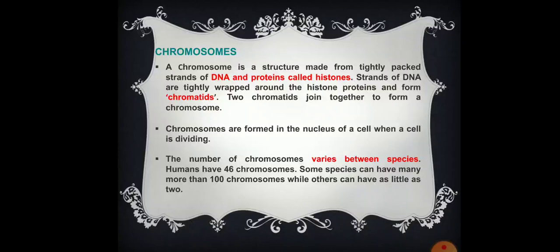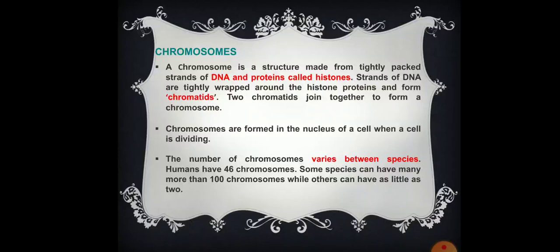divided, meaning from a diploid cell the haploid cells are formed, and when the haploid cells fuse in the zygote, they again form a diploid, and hence this cell cycle continues. So the number of chromosomes varies between species. Humans have 46 chromosomes, and some species can have many more than 100 chromosomes, while others have as little as 2.